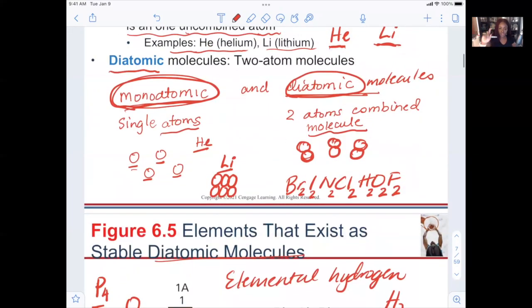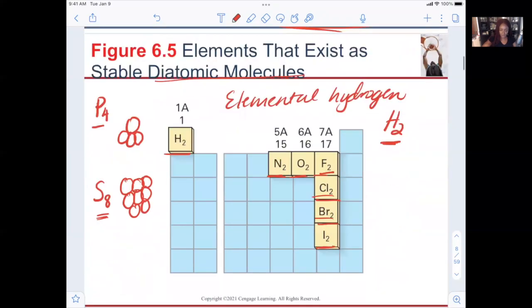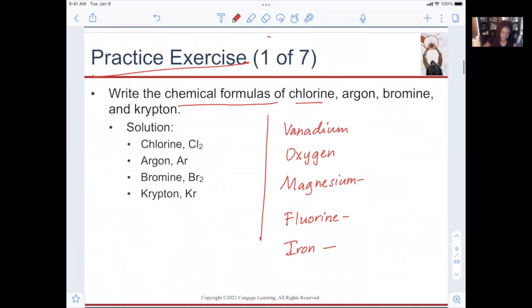But you are required to know the monoatomic elements, which is pretty much all of them, except for the diatomics, right? So you want to make sure you have a list of the diatomic elements and you memorize that list, Brinkelhoff. Moving on. Since this chapter is about naming, we're always going to go back to naming compounds or naming elements.